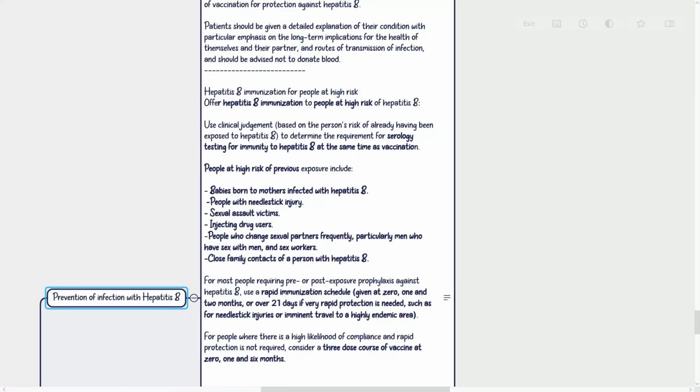Use clinical judgment based on the person's risk of already having been exposed to hepatitis B to determine the requirement for serology testing for immunity to hepatitis B at the same time as vaccination. People at high risk of previous exposure include babies born to mothers infected with hepatitis B, people with needle stick injury, sexual assault victims, injecting drug users, people who change sexual partners frequently, particularly men who have sex with men, and sex workers, and close family contacts of a person with hepatitis B.